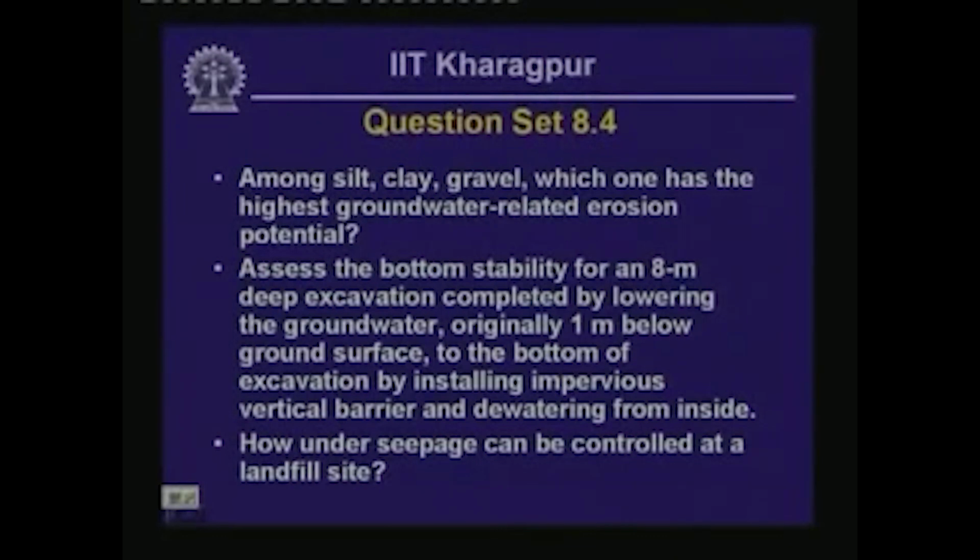From that point of view, you can see that clay is going to have cohesion, so it is not going to be susceptible to erosion. Gravel is going to be comprised of heavier particles because of the larger grain size, so that is also not going to be erodible as much as silt, which is fine grained, as well as it doesn't have any cohesion as such to prevent the erosional effect of groundwater movement.